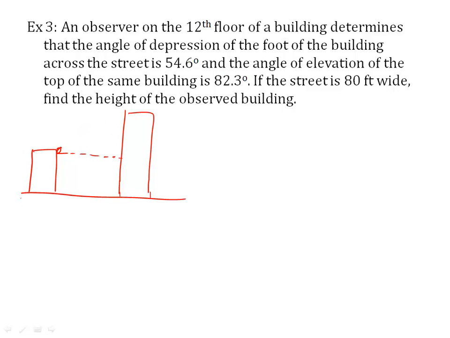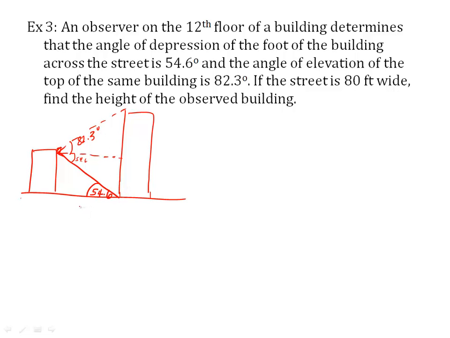The first thing he says is that the angle of depression to the foot of the building from his line of sight, that angle of depression right here, is 54.6 degrees. Now remember we said if it's an angle of depression, it's the opposite corner's angle of elevation. So 54.6 is this angle right here. Then the next phrase says the angle of elevation to the top of the same building, so he's looking up now to the top, this angle is 82.3 degrees.